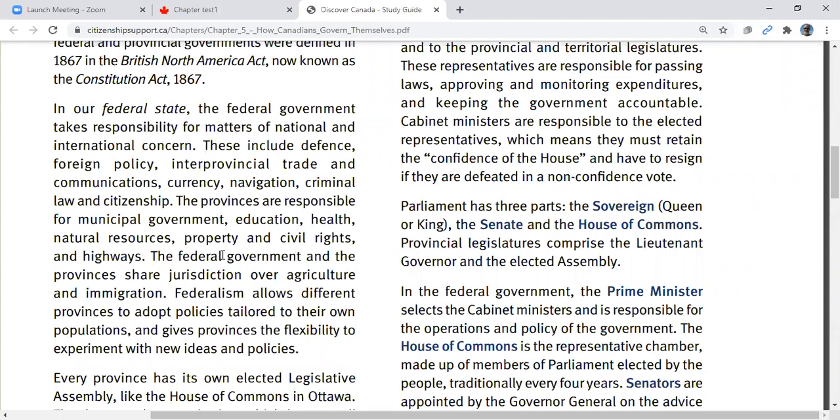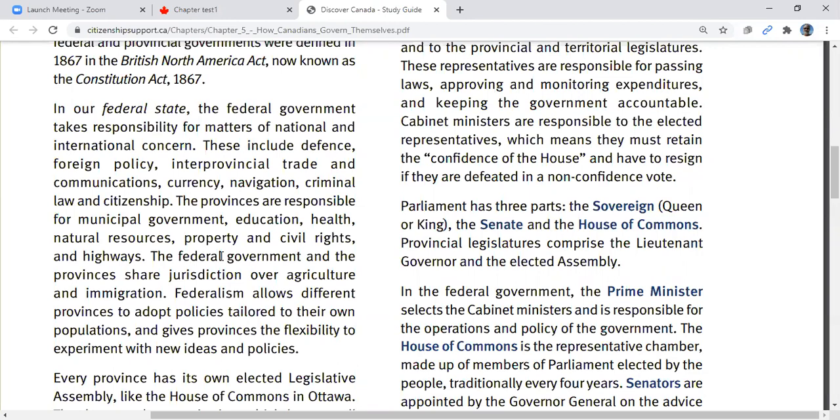And then the other thing, there are two areas where the federal government and the province work together. There's only two. One is agriculture, so that's farms. And the other is immigration, so that's people coming to Canada. So those are a lot of different things. There will be a question on that, but I think the question will be clear. You'll be able to answer the question.